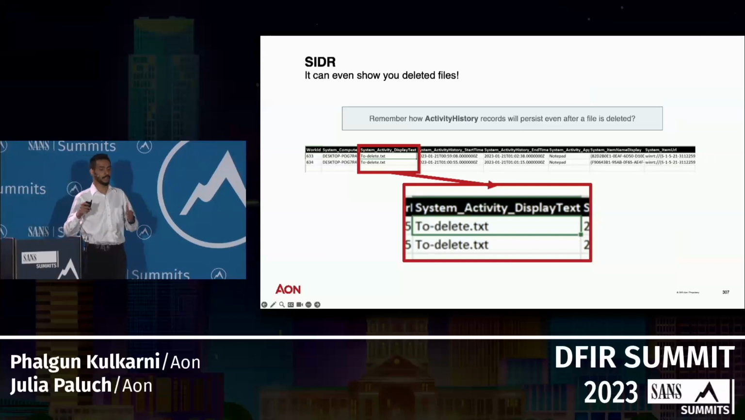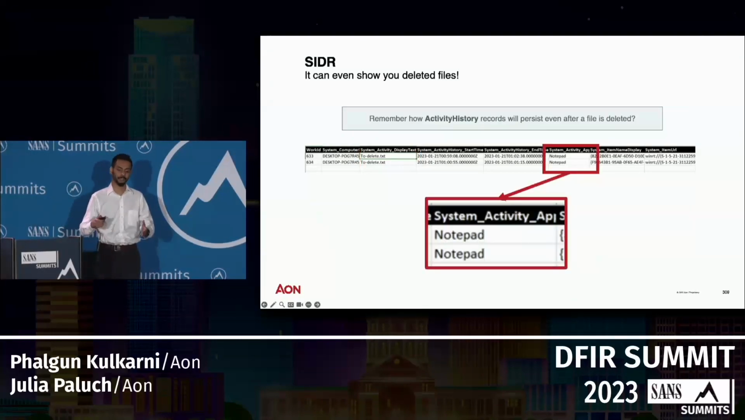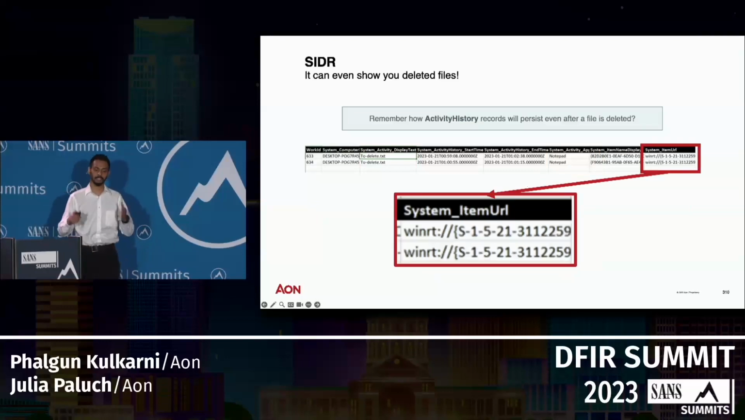So we tested by interacting with the file and hard deleting the file. The file was not present on the system anymore, but it was interacted with, and hence we can see that we can enumerate the file name, when it was interacted with, the program used in the interaction, as well as the user SID, which we can map to a particular profile in the registry key.